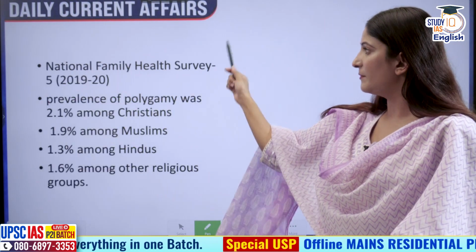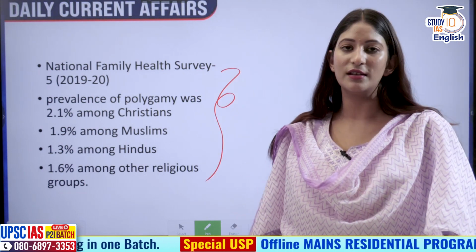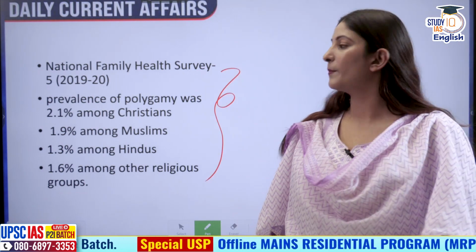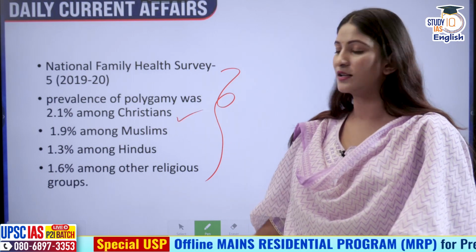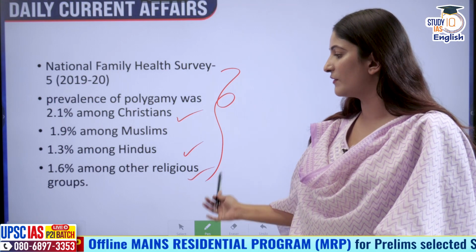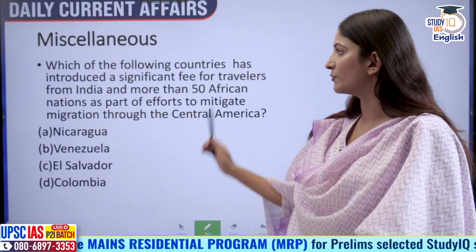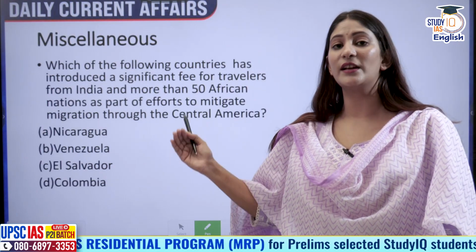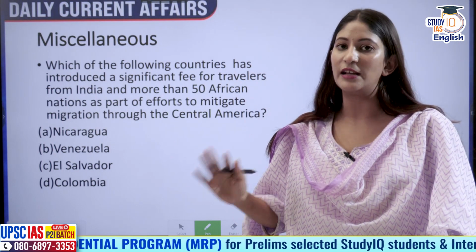Okay. National Family Health Survey 5 has shown us that there is a prevalence of polygamy and bigamy, 2.1% among Christians, 1.9% among Muslims, 1.3% among Hindus, and 1.6% among other religious groups. And in tribal areas and specifically northeastern areas, it is very prevalent.